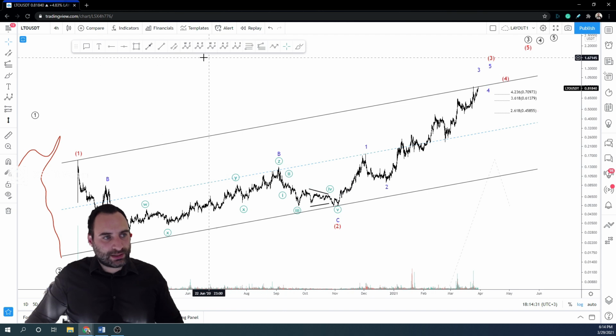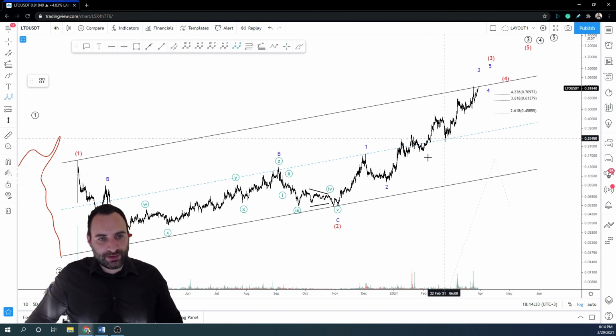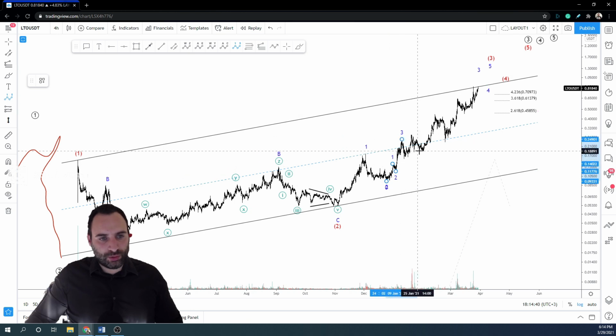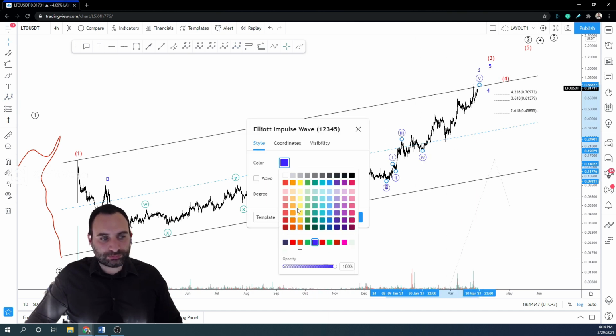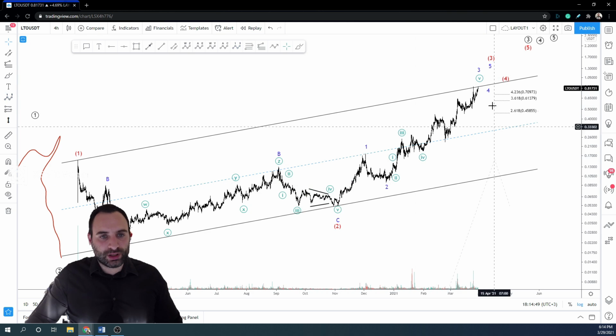Now, why that is, simply because internally we've got another structure. So we've got 1, 2, we've got a 3, we've got a 4, and this, guys, is the fifth wave. We've got a fifth wave extension. So now, since wave 5 is the one that is extended, we can use a Fibonacci to see where exactly we potentially could end.